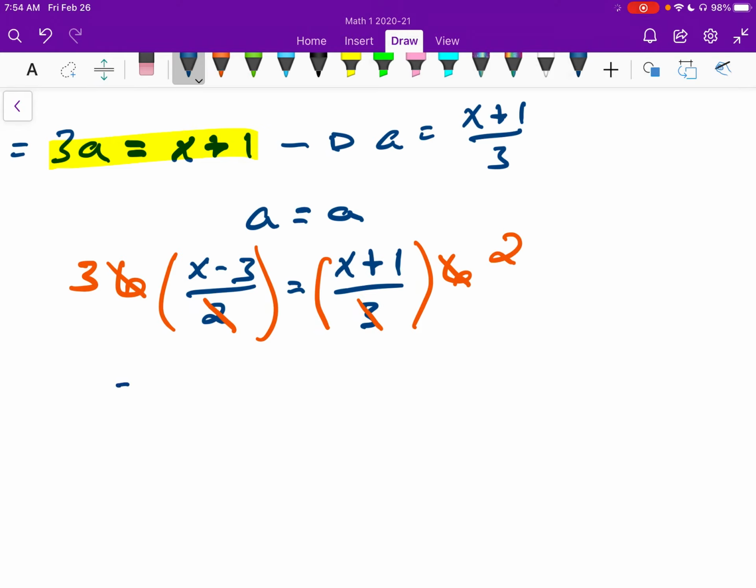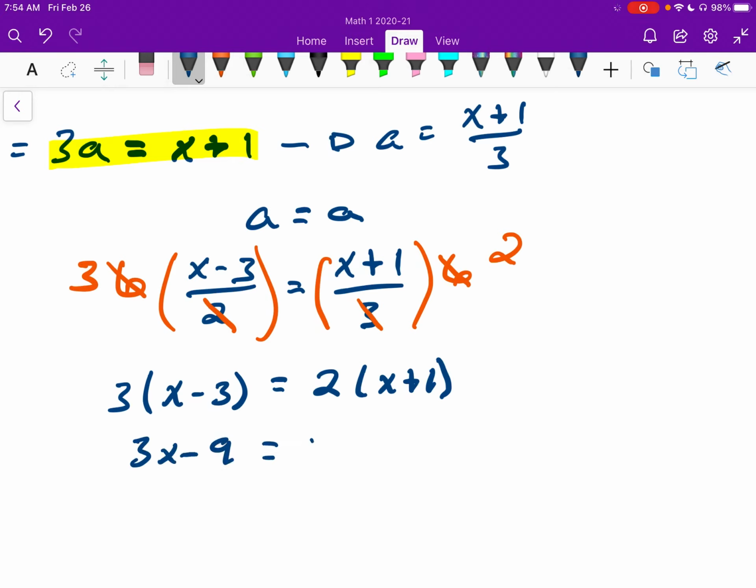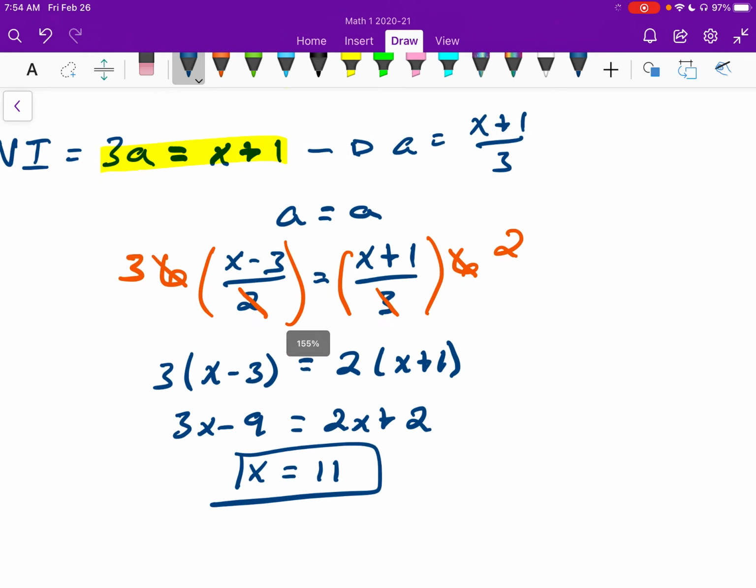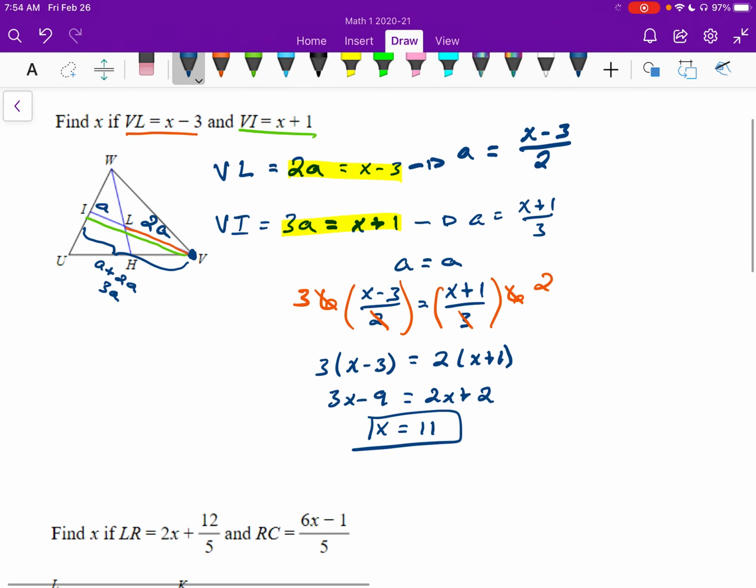On the left, I have 3 times the quantity x minus 3 is equal to 2 times the quantity x plus 1. Now I distribute. 3x minus 9 is 2x plus 2. I'm going to put my x's on the left, so I have a single x on the left, and 9, 10, 11 on the right. So x equals 11.